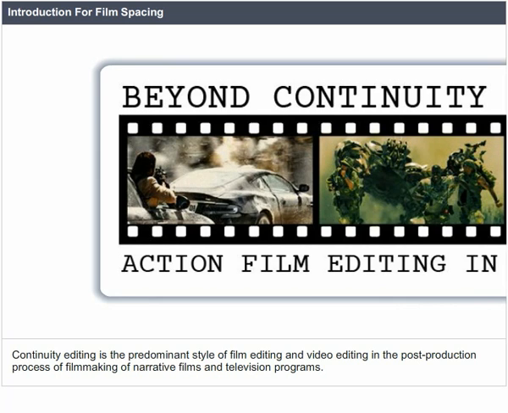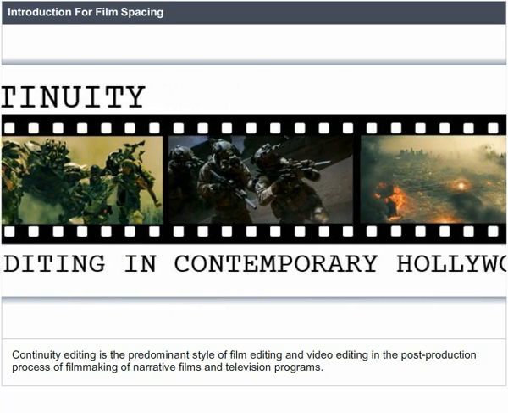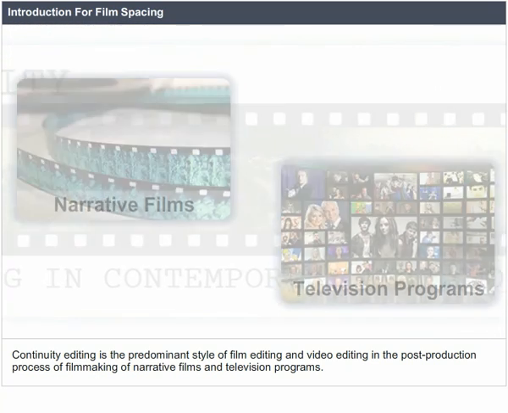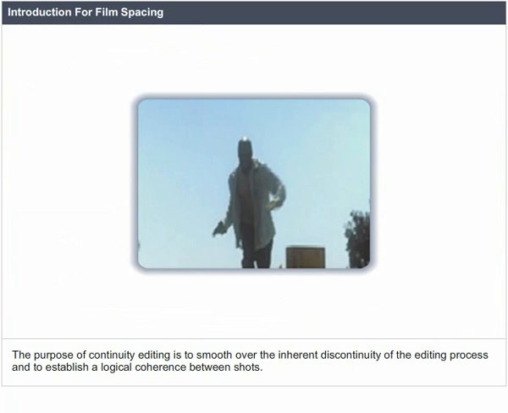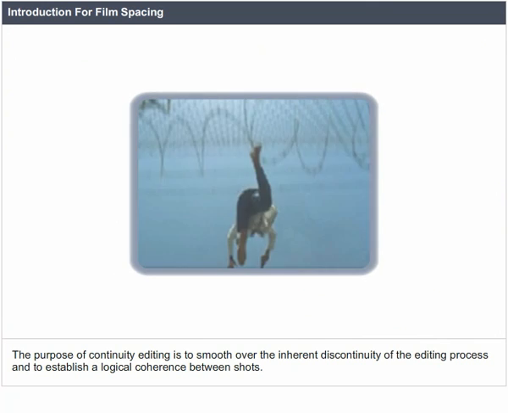Continuity editing is a predominant style of film editing and video editing in the post-production process of filmmaking of narrative films and television programs. The purpose of continuity editing is to smooth over the inherent discontinuity of the editing process and to establish a logical coherence.